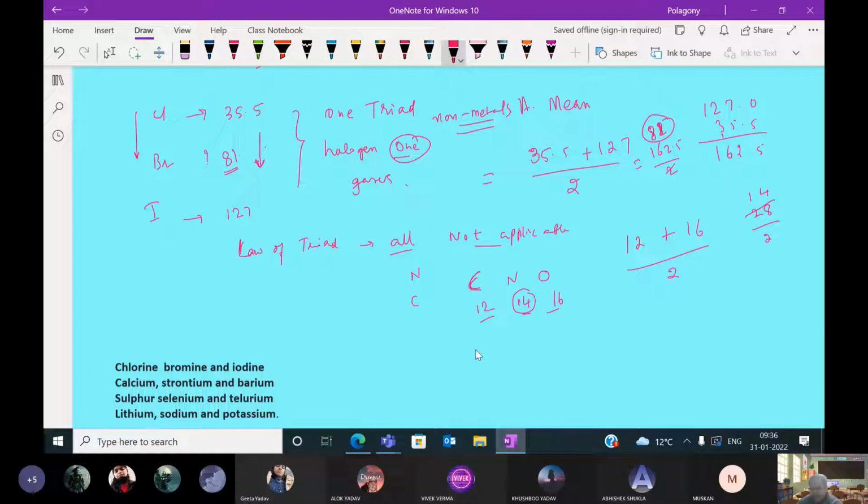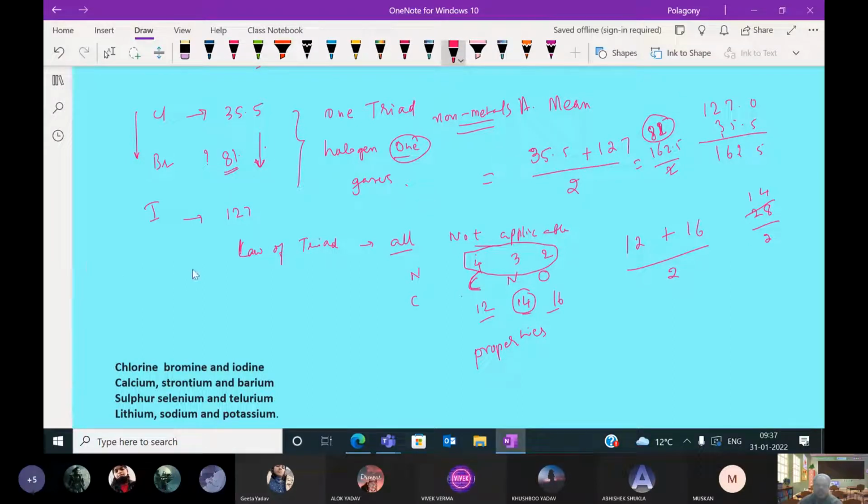But now I am checking the properties of these elements. Carbon has valency 4, nitrogen valency 3, oxygen valency 2. The valency is not matching, no? A triad should have the same properties, but the valency is differing. Carbon is a solid, nitrogen is a gas, oxygen is a gas. So some properties are not matching.